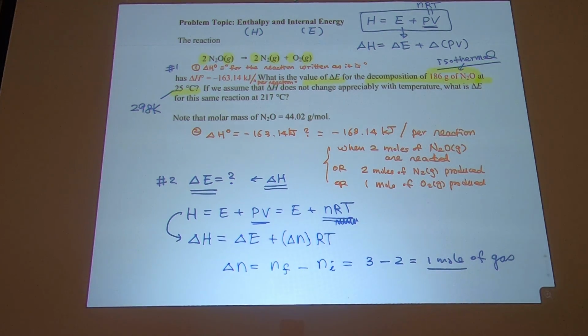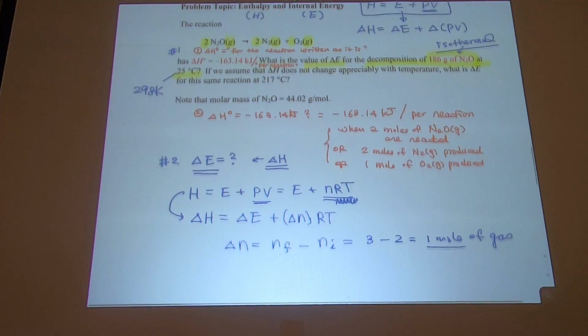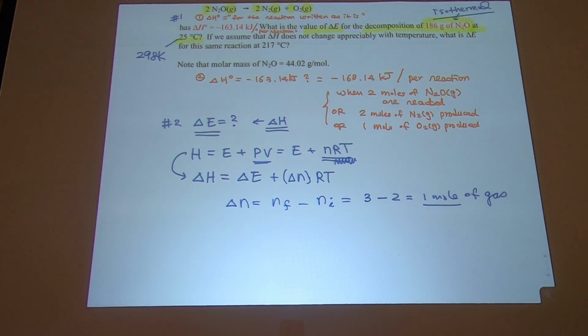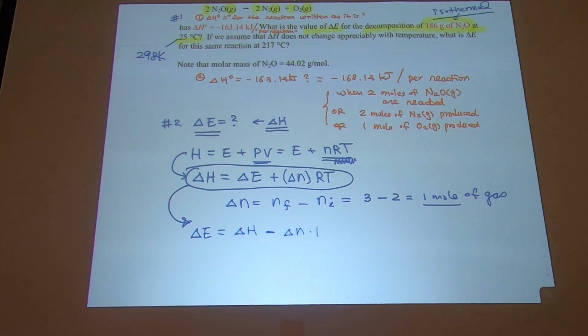1 mole of gas is your delta N, and that's something that you're going to put in. So I think I'm ready to answer that. Delta E is delta H, now I'm going to flip this equation shown up here, minus delta N RT, and the delta H was minus 163.14 kilojoule minus 1 mole.